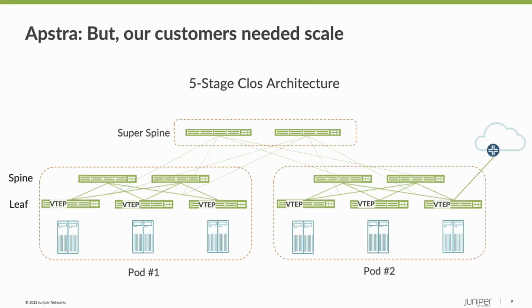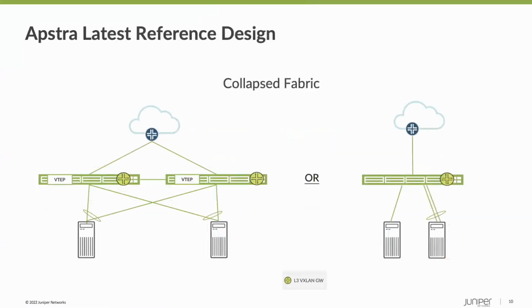So we designed a 5-stage Clos architecture. This uses exactly the same modeling as the 3-stage, exactly the same. It's just an extension to that. And from that, we had this collapsed fabric use case, which I called out, where customers have a smaller environment and they don't need a 3-stage Clos architecture, but they want VXLAN EVPN, they want DCI, et cetera. And this was really key for this managed service provider that I'm directly engaged with in EMEA.